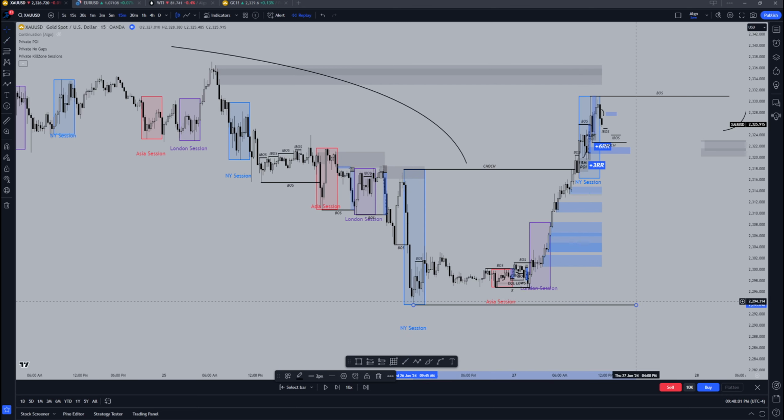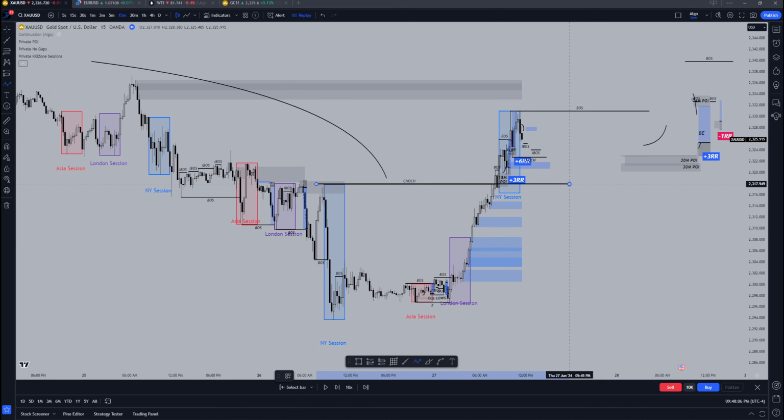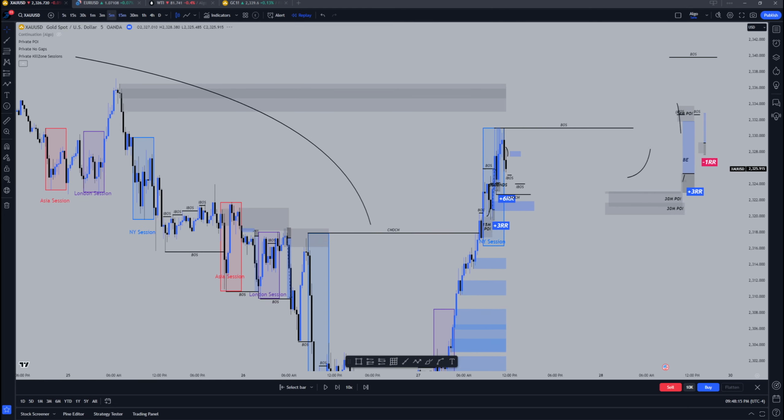Price never broke this low. So this was supposed to be a weak low, but now it has become a strong low. Once this high broke, this low now has become our protected low, also known as a strong low. So that is where I marked my change of character on external.